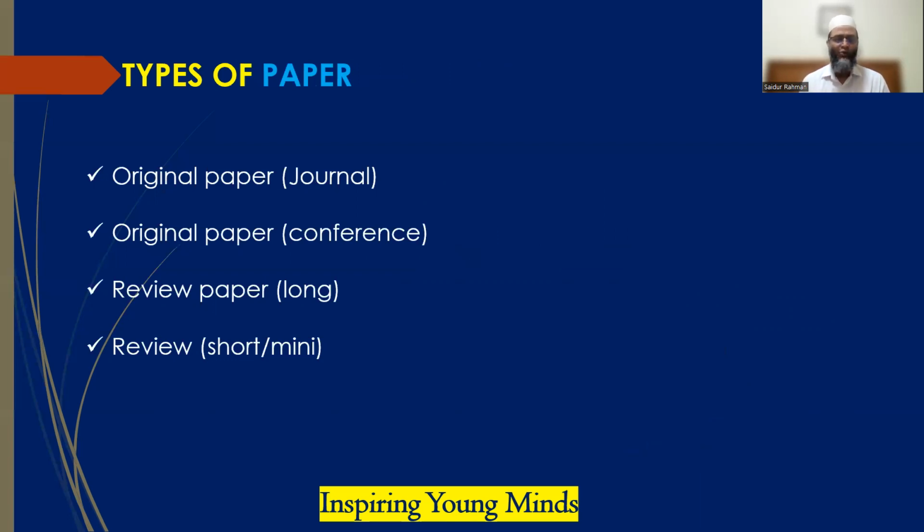To differentiate between the review paper and the original paper, I brought here the different categories of paper. Original papers, which can be published in journals and also in conferences. So basically two types of paper, original paper and review paper. Original papers again are journal papers and conference papers. Review papers can be long papers or short papers. So the definition of a review paper I explained. This will be based on published literature, not based on your original work. Original work needs to be published in an original journal.